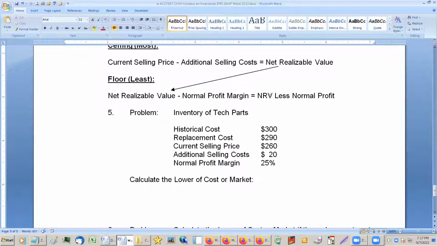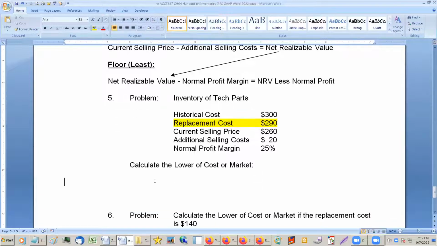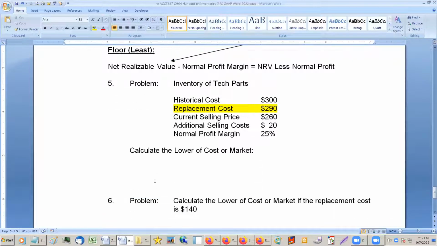Minus our normal profit margin equals, you guessed it, net realizable value minus the profit margin. And that's the floor. So lower cost or market is going to bounce around in between those two. And this replacement cost is what we're going to use as kind of the decider here. Okay. So technical lower cost or market.